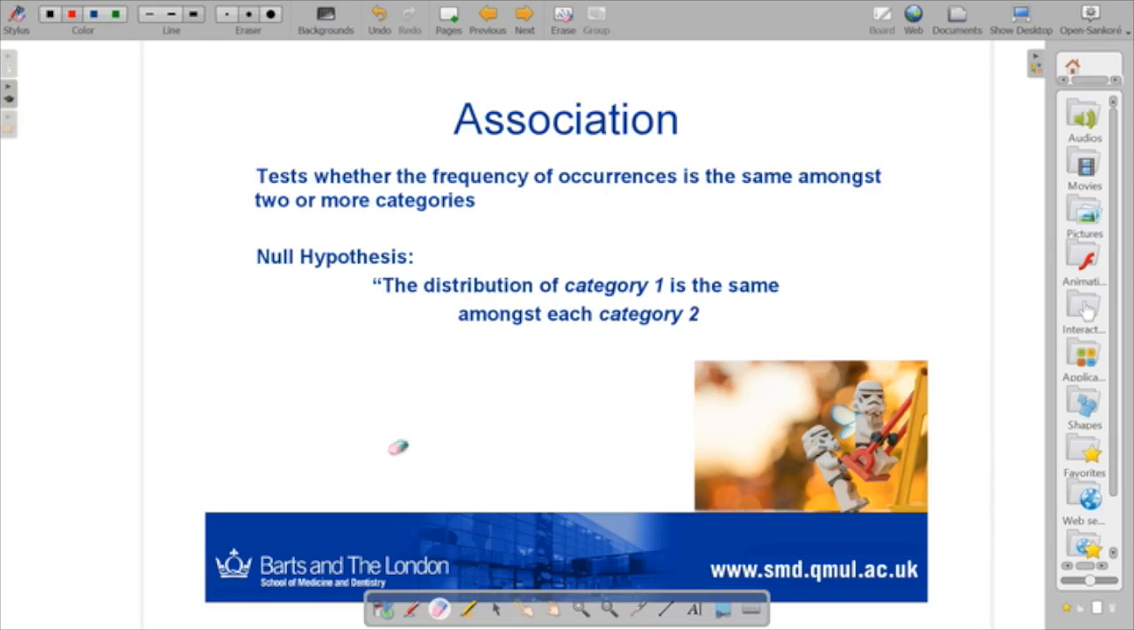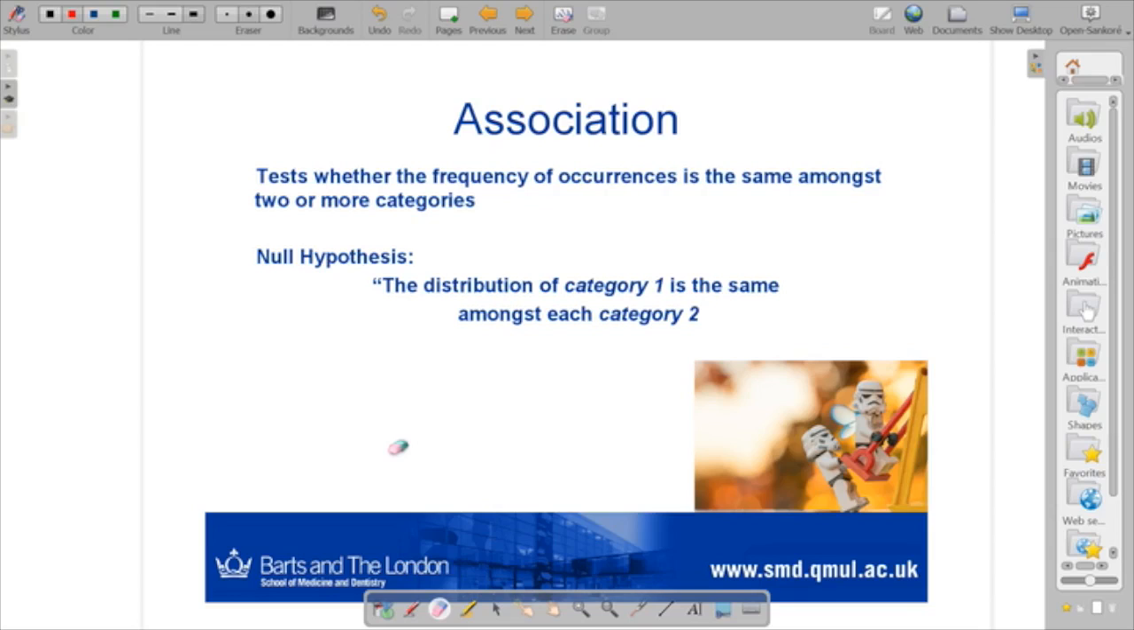So I've written here that association tests whether the frequency of occurrences is the same amongst two or more categories. Do you remember we did these frequency tables in one of the very early sessions, and we plotted histograms where we plotted the count or the frequency of occurrences. So we can compare these frequencies amongst categories, and we might set up a null hypothesis along the lines of this. The distribution of category 1 is the same amongst each category 2.